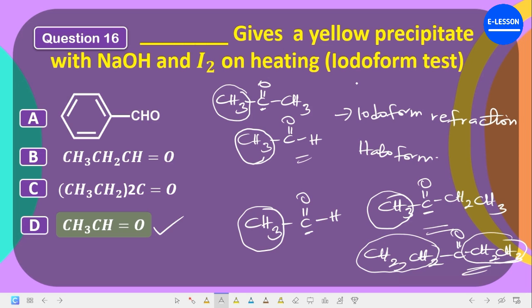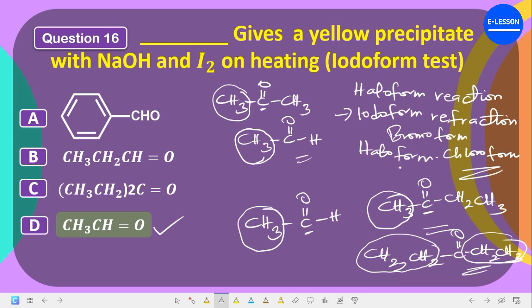Now the iodoform test is one form of the haloform reaction. You have other tests, like bromoform and chloroform, which is responsible for the hospital smell.